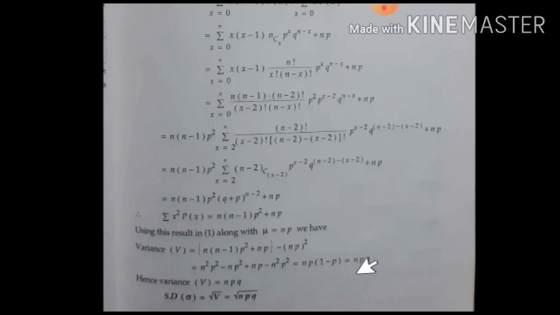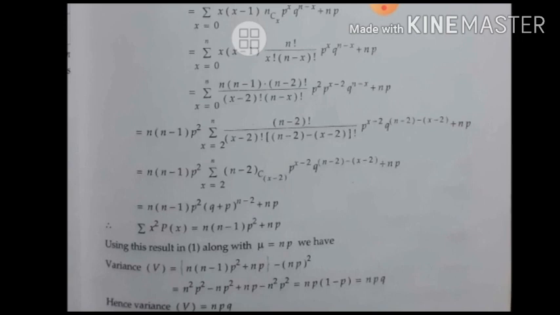So standard deviation is the square root of the variance, square root of n into p into q. So these two are the important derivations of the binomial distribution. In the exam, they will ask you to obtain the mean and variance of the binomial distribution. So both derivations, once you try to write them down in your notes and work them out, and if you have any doubt, you can clarify with me.